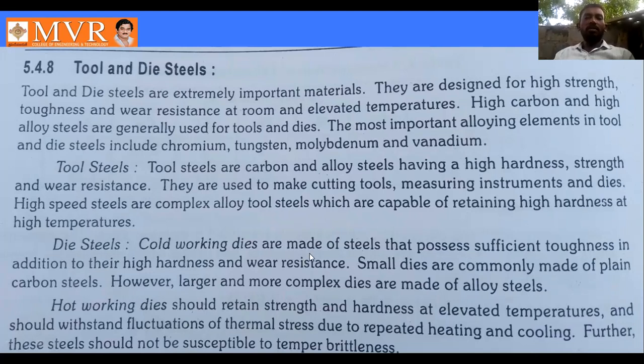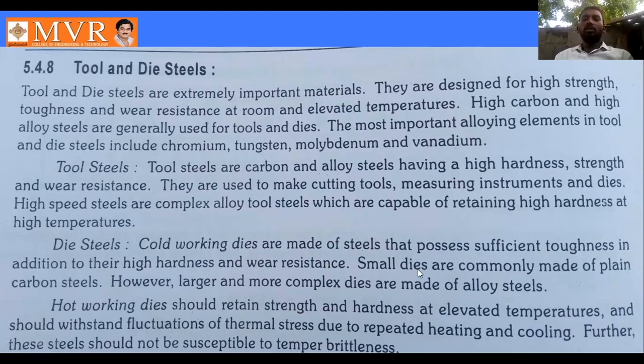Cold working dies are made of these steels. Why? Because they possess significant toughness. Toughness is the main property in these dies, in addition to their high hardness and wear resistance in die steels.